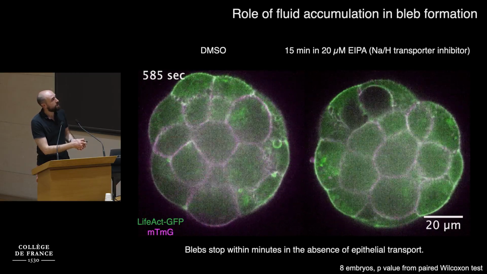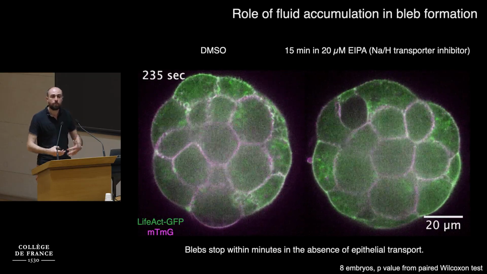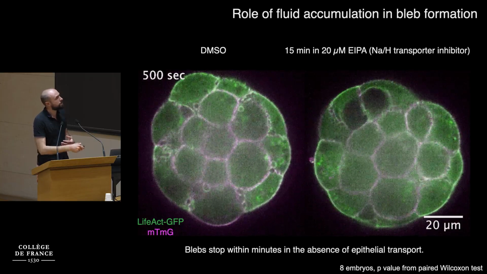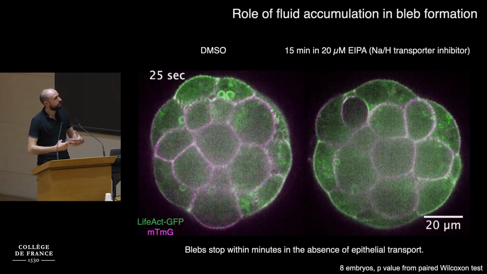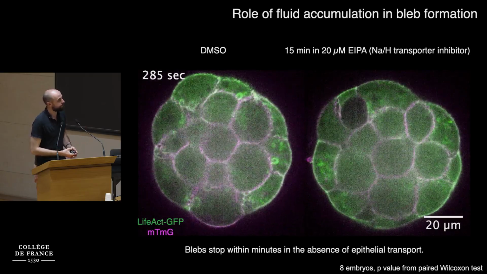It doesn't mean that the fluid is gone. As you can see, there's still fluid. What we think is that there's no more fluid accumulation, and therefore the pressure is not rising anymore. And so we think that you need this pressure constantly to create those inverse blebs, just like in the heart, just like in the kidney cells.